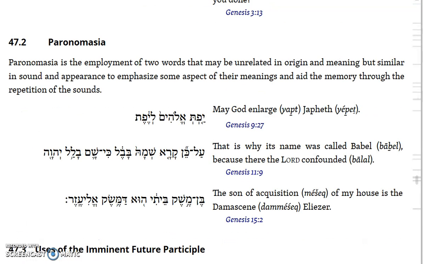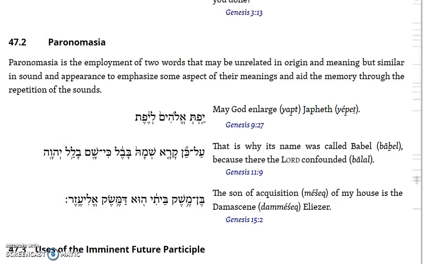47.2, paronomasia. Paronomasia is a kind of wordplay. If it were meant to be funny, we'd call it a pun. But it's an employment of two words that may be unrelated in origin and meaning, but have a similar sound and appearance to emphasize some aspect of the meaning or to aid memory through the repetition of sounds.